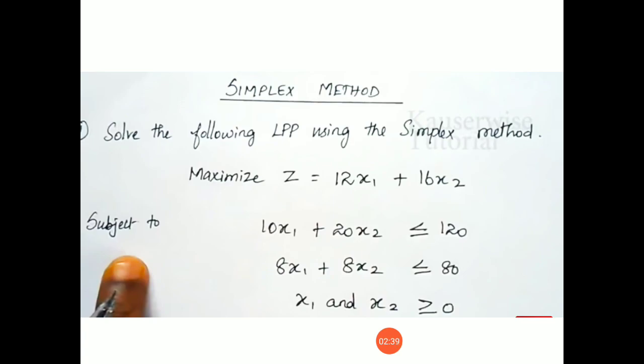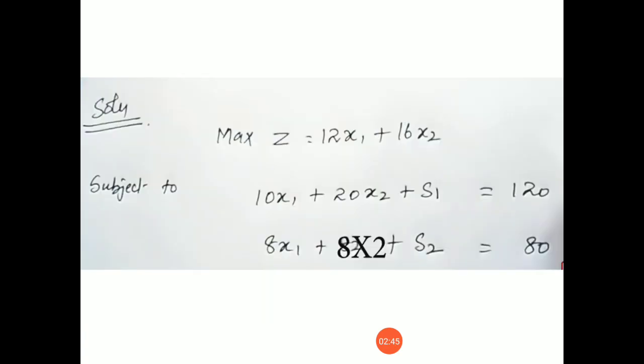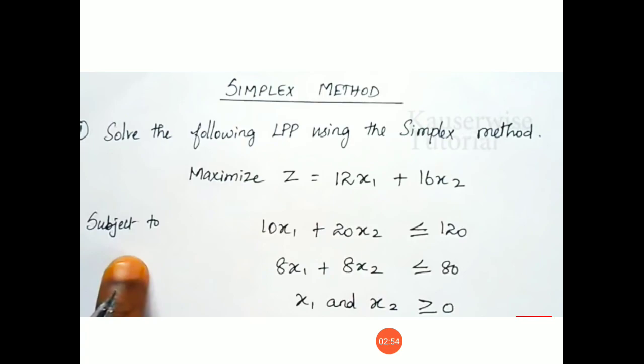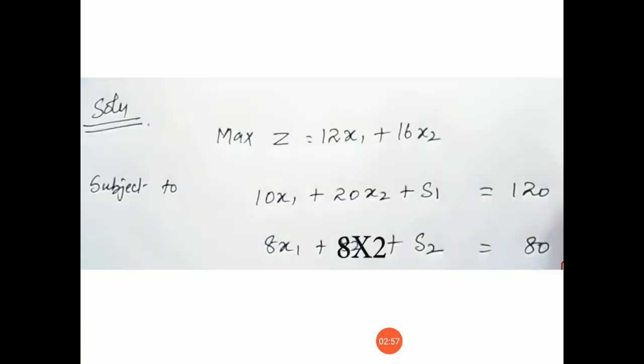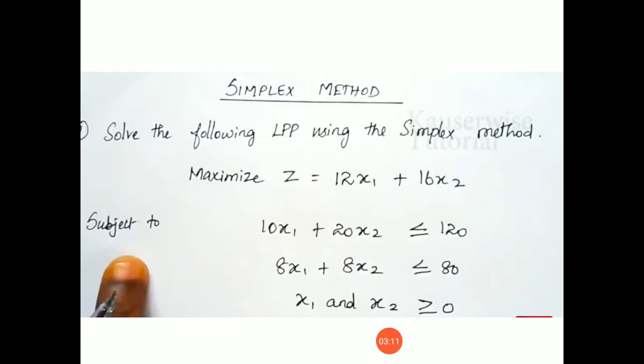So using the simplex method, how are we going to solve this problem? To start with, the objective function given in the question is z equal to 12x1 plus 16x2. So I have written it here: maximization of the objective function z equal to 12x1 plus 16x2. Next step, I will be converting the inequality constraints given in the question into the equation form using the modification point that I have already discussed.